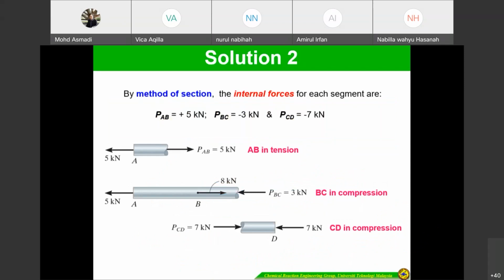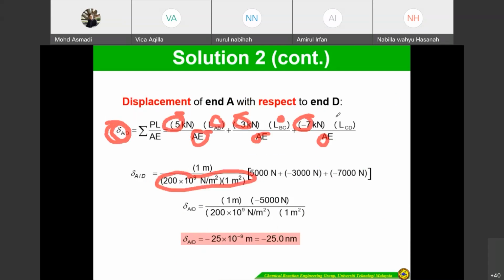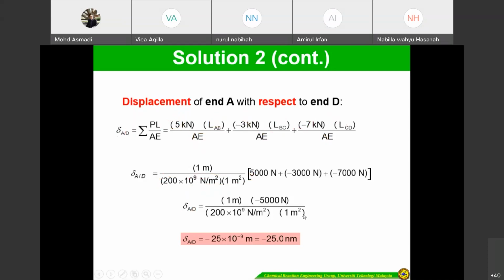And then the same thing, what you have to do is use delta AD. You have to use this one, AD, because it's relative to point D. A relative to point D, the displacement. Just substitute 5, -3, -7 over AE, AE, AE, and because it's the same area, only L is different. So you can get the displacement of point A relative to D, about -25 nanometers. So it means it is compressed, because there's a negative here.